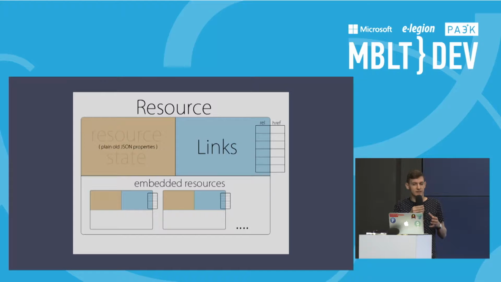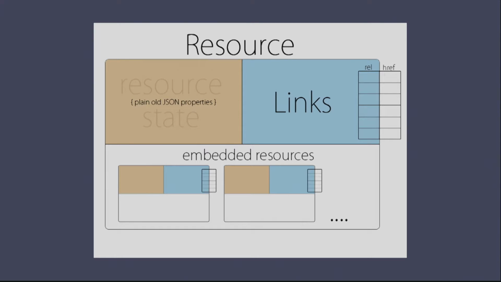And HAL just simply expands your JSON structure you would have. So you'll have a normal JSON object or document, and it adds two fields to it. So top left is your existing JSON properties. Then the right, you have your links. And then below it, you have embedded resources, which I'll go over a bit more in a bit.